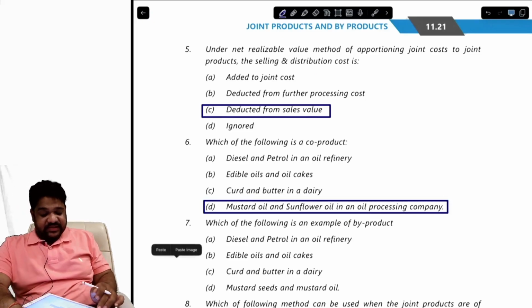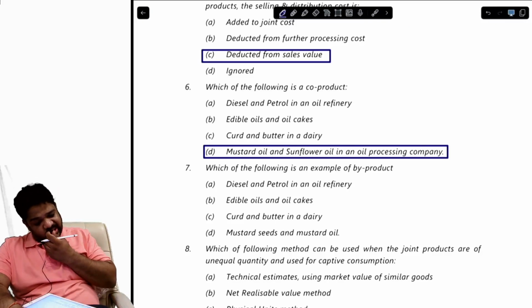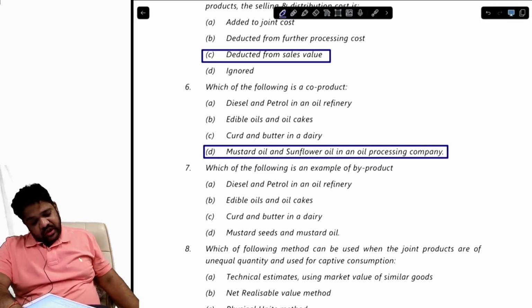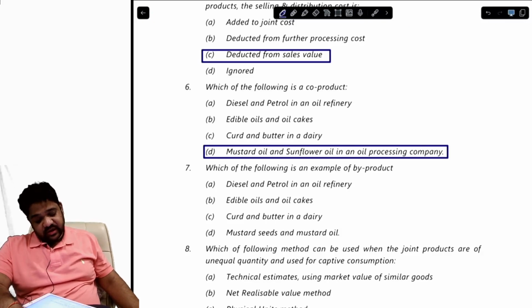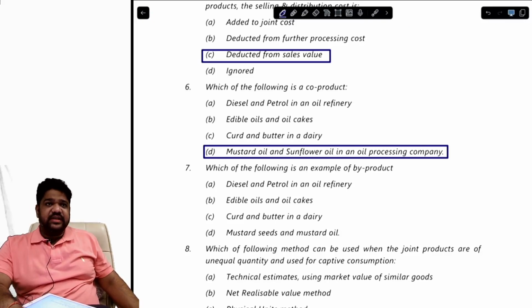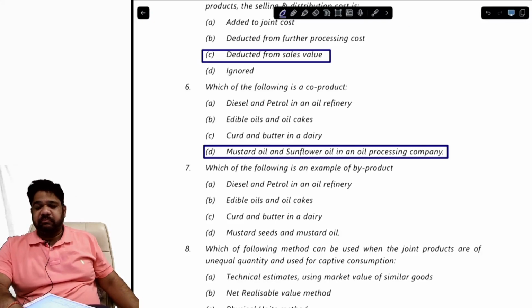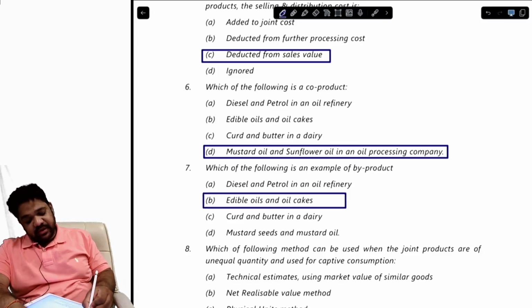Seventh one, which is an example of a byproduct. Byproduct meaning low value, no value, very less value, something like that. Diesel and oil, similar values. Edible oil and oil cake. Now, this could be the right one. Let's see. Curd and butter in a dairy, no. Good values. Mustard seeds and mustard oil. Firstly, I don't think mustard seed and oil will ever create a byproduct. Okay. So, the most plausible one is edible oil and oil cakes.